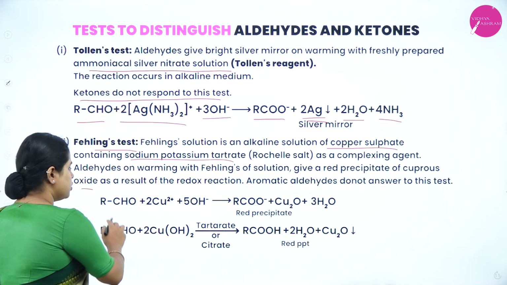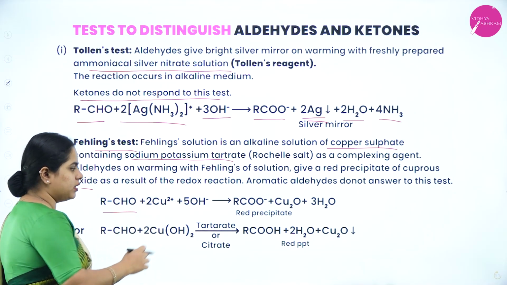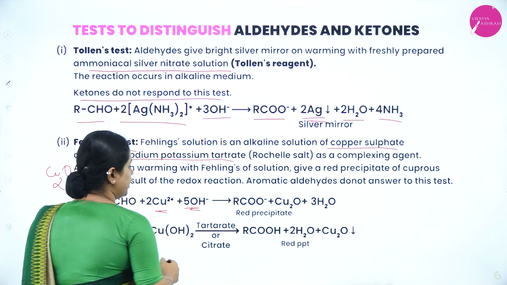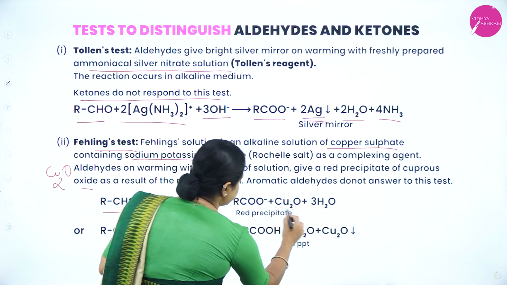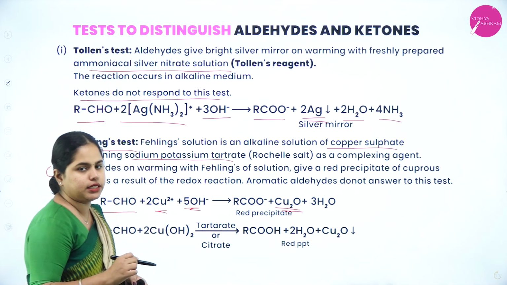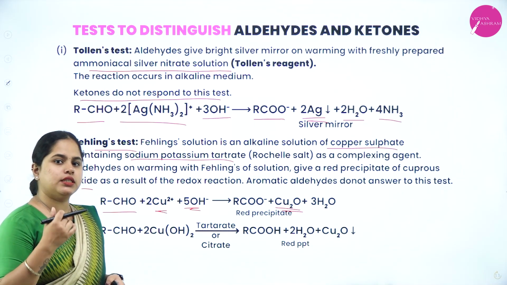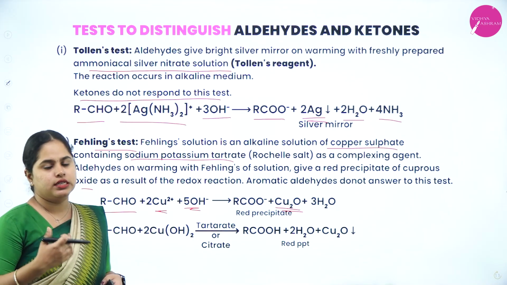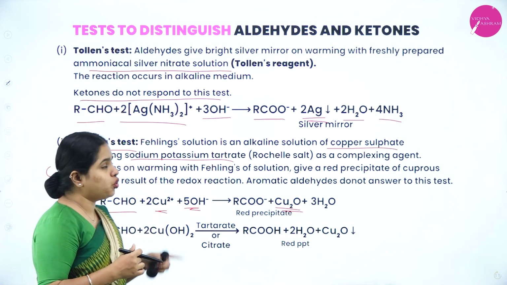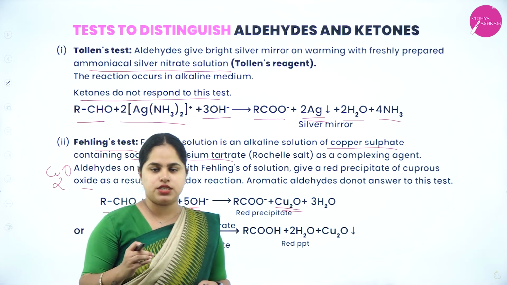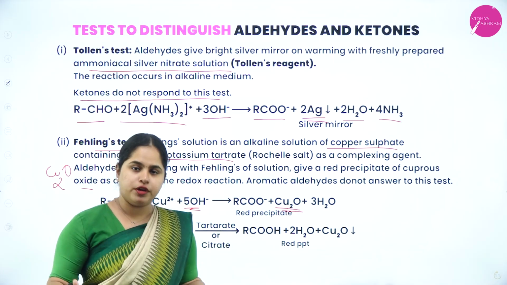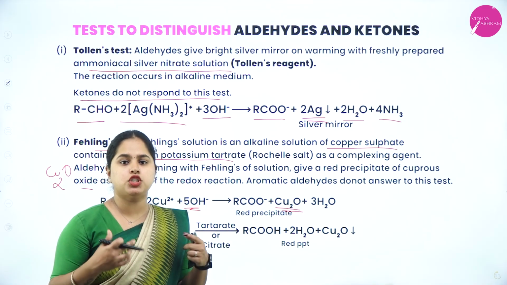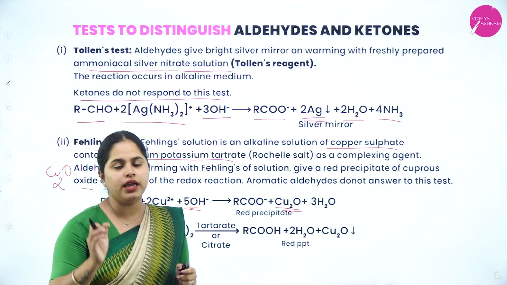Clear? So the aldehyde reacts with Cu2+ stands for the Fehling's A and OH minus the Fehling's B. What is that you are going to get? Cu2O will be precipitated. Cuprous oxide will be precipitated. That's a red color or red precipitate that you are going to see. Clear? So these are the two important tests which will help you to differentiate between aldehydes and ketones. Both of these tests will not be shown by ketones, it will be only shown by aldehydes.